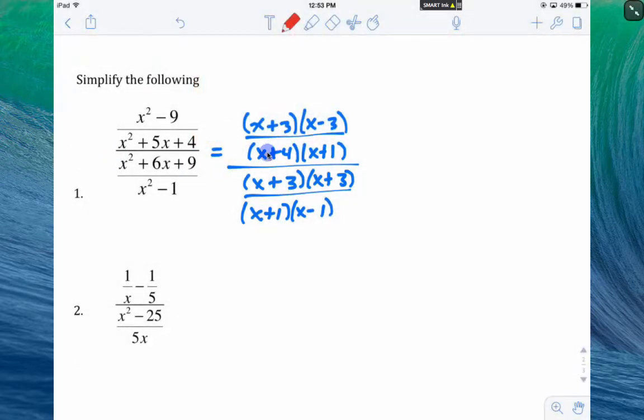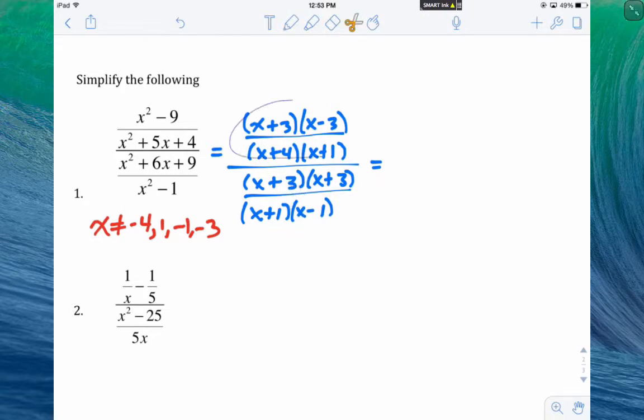All right, let's take a moment to talk about our variable restrictions. x cannot be negative 4, it cannot be negative 1, or 1. So x cannot equal negative 4, 1, negative 1, but it also can't be negative 3. All right, so we got that out of the way. Now, time to rewrite this as a multiplication problem, because instead of dividing by this fraction, we can multiply by the reciprocal.